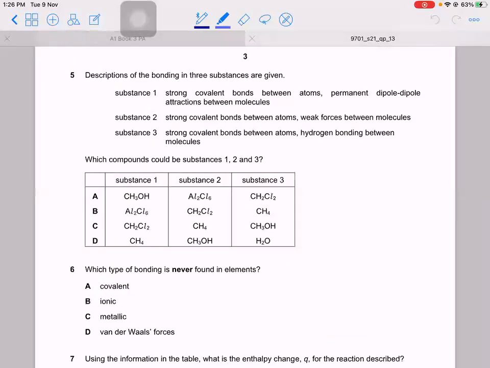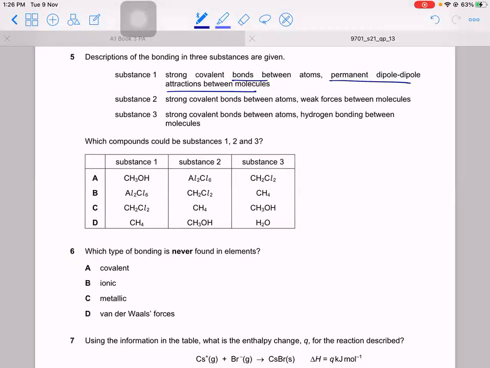Question number 5. The description of the bonding in 3 substances are given below. Substance 1: strong covalent bonds, permanent dipole attractions between molecules. Let's see. Can A be permanent dipole attractions? In A, substance 1 will have hydrogen bonding. Yes, which is a type of permanent dipole, but it will be hydrogen bonded. Right?